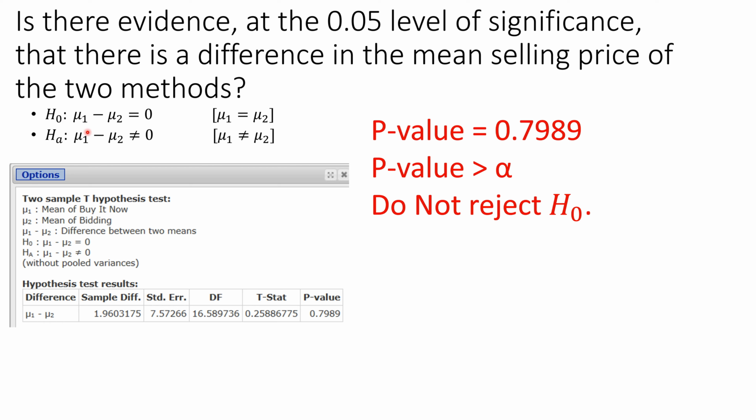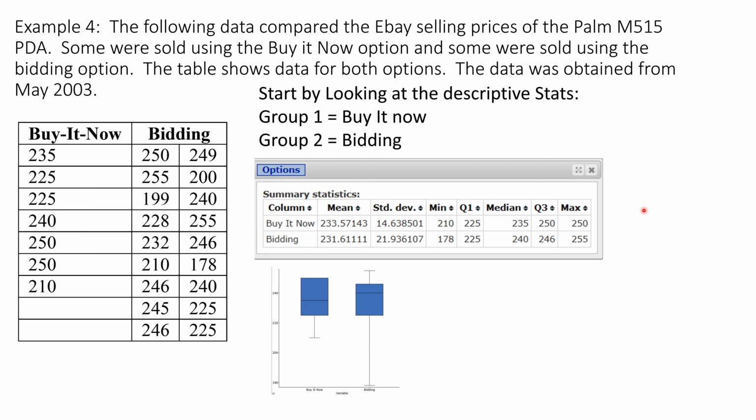The null hypothesis will still be mu1 equals mu2, and the alternative hypothesis will still be mu1 doesn't equal mu2, with the p-value equal to 0.7989. It is larger than any usual level of significance. So we do not reject the null hypothesis. Again, because the sample sizes of group 1 and group 2 are not equal, we are confident that we have independent samples.